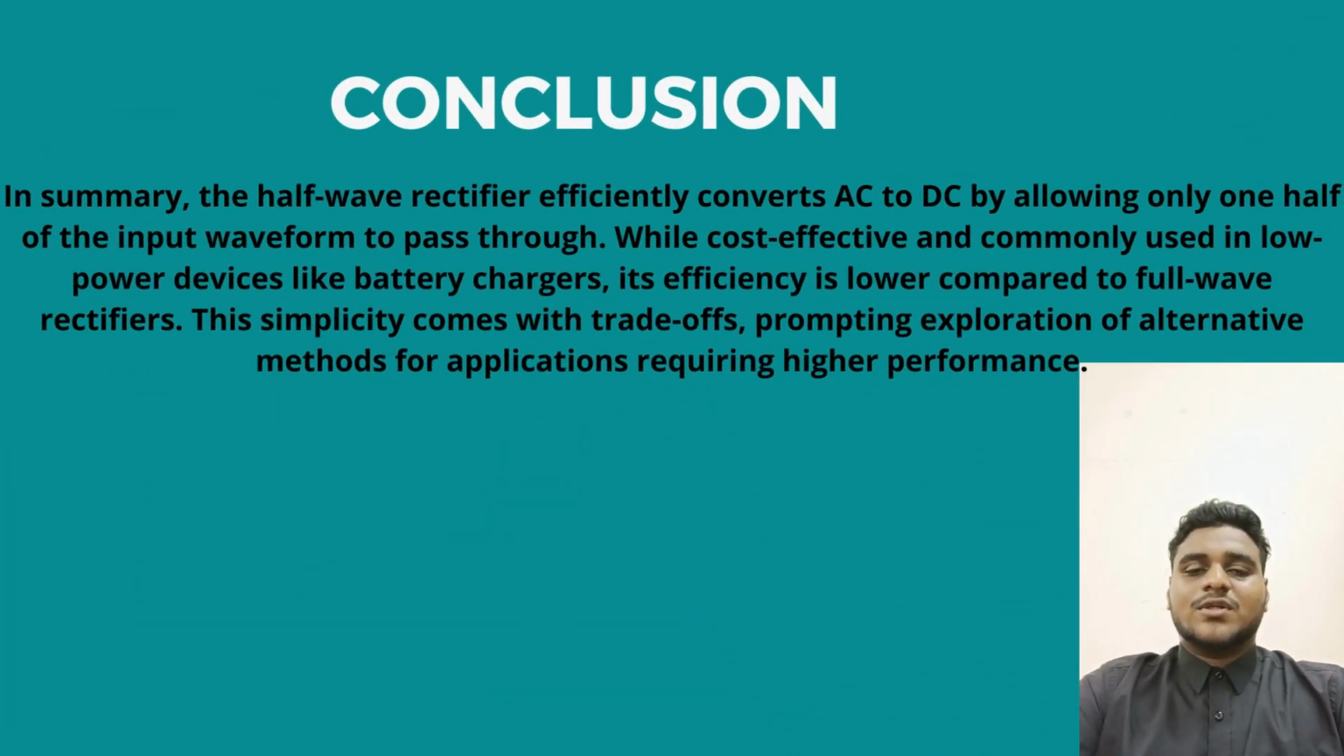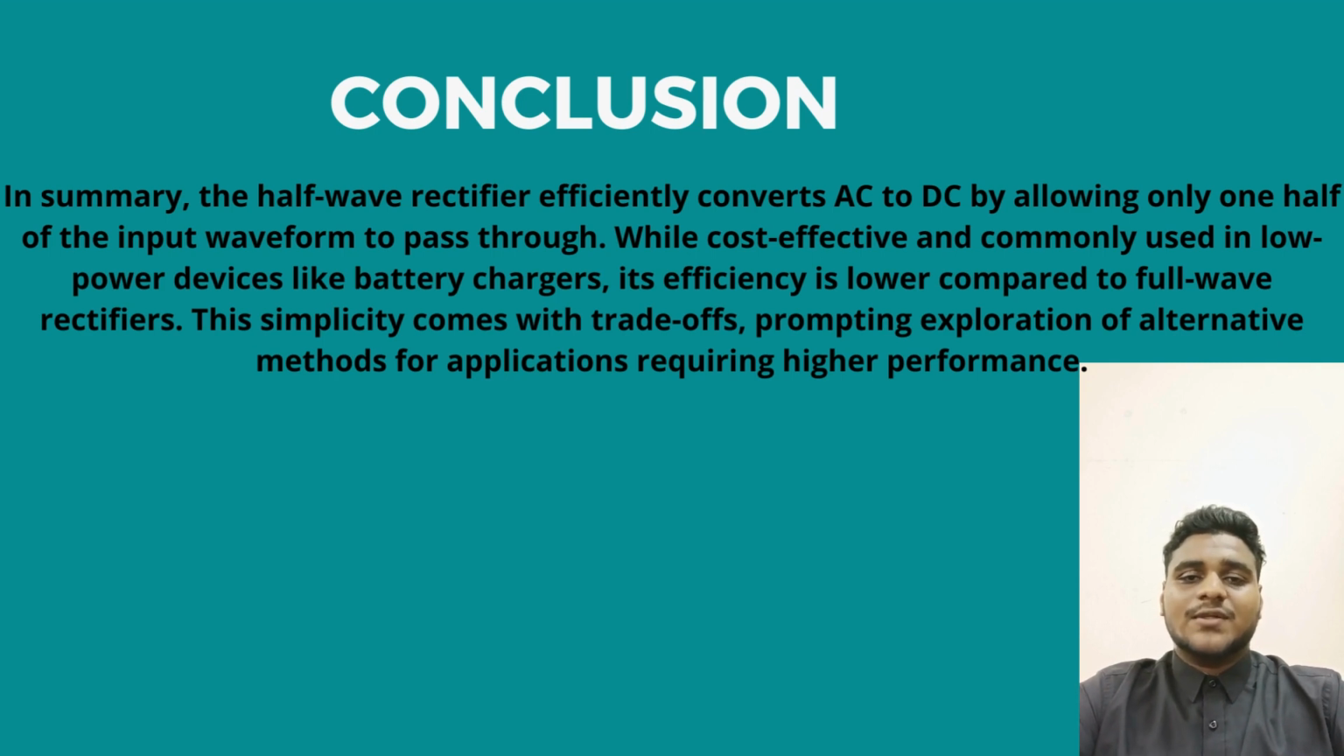And for the conclusion, in summary, the half-wave rectifier efficiently converts alternating current to direct current, DC, by allowing only half of the input waveform to pass through. While cost-effective and commonly used in low-power devices like battery chargers, its efficiency is lower compared to full-wave rectifiers. This simplicity comes at the cost of prompting exploration of alternative methods for applications requiring higher performance.